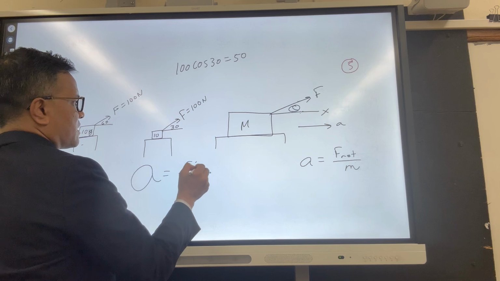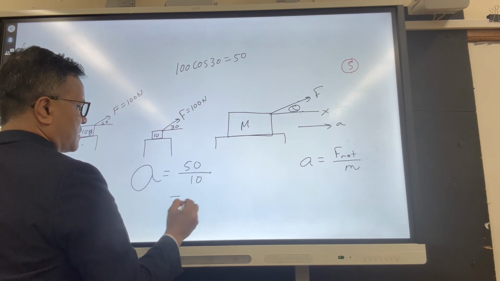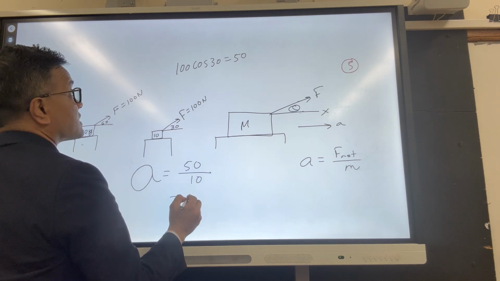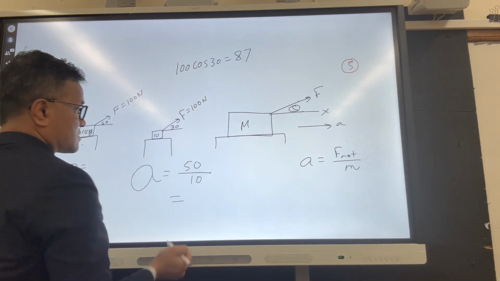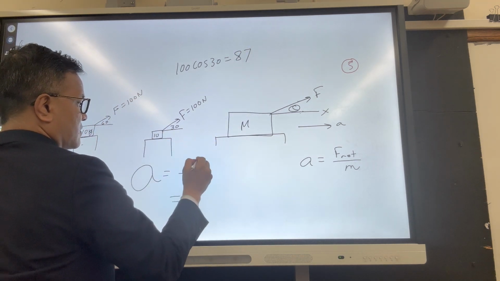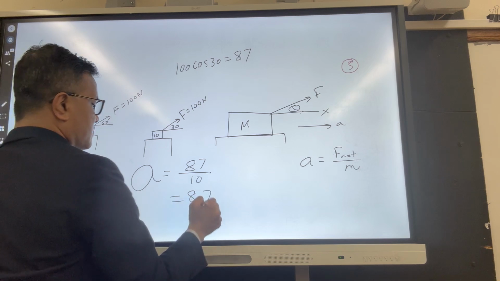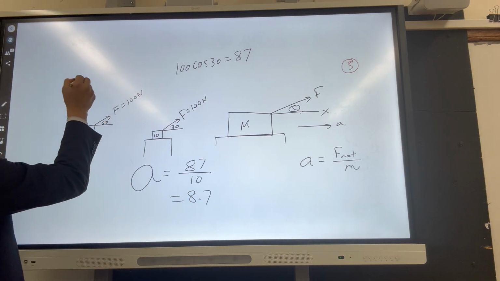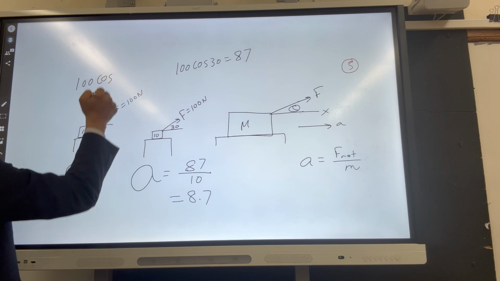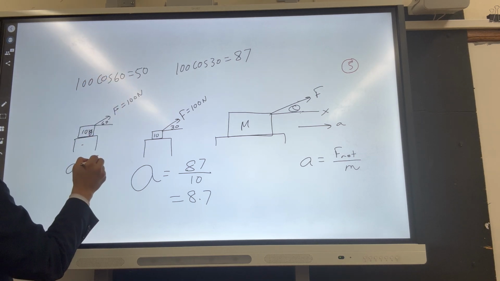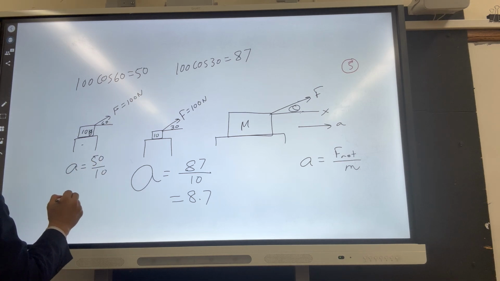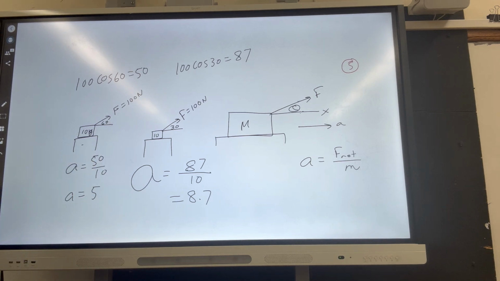100 cosine 30 is 87, I believe. So 87 divided by 10 is 8.7. 100 cosine 60 is 50. So 50 divided by 10 is 5. So of course 8.7 is bigger than 5.